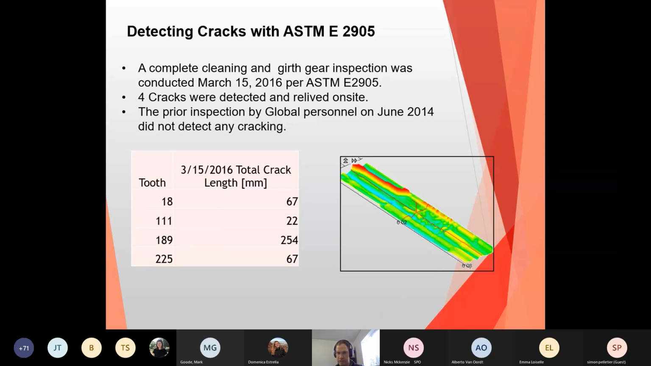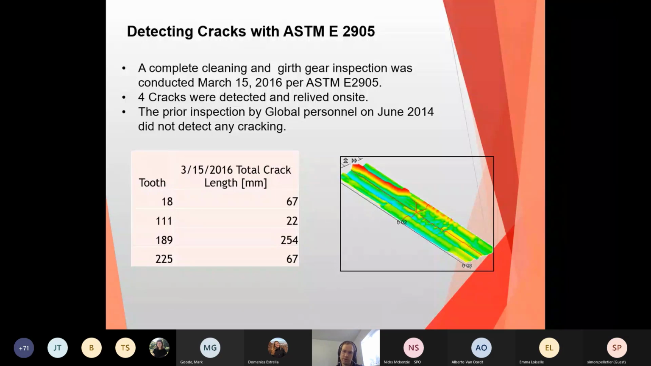A complete basic cleaning and girth gear inspection was done on March 15, 2016 per ASTM E2905. We're using eddy current array, and they detected 4 cracks. Those then were relieved, and the prior inspection a year earlier did not detect any cracking. The nice thing about the data we have with the eddy current array method is we can go back and look at the previous inspections and say, okay, there was no crack on tooth 189 in 2014. And within that 2-year time period, cracks had developed.